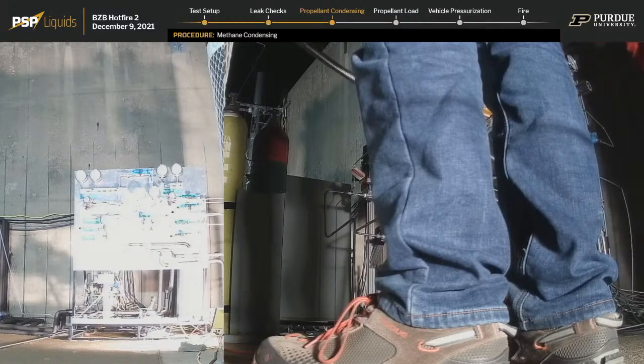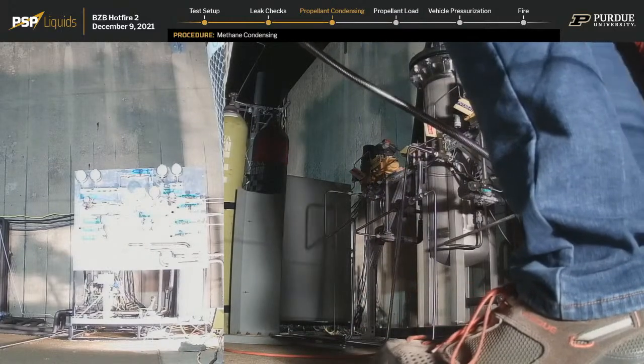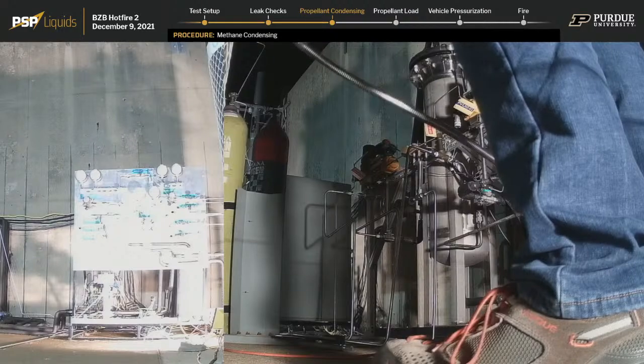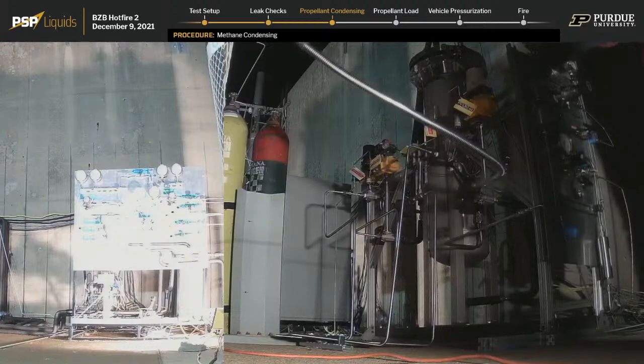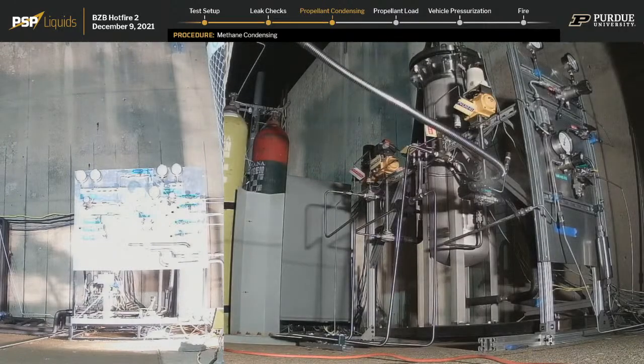Right, and how long, or what are the key factors we're looking for in the condensing operation? We don't really know how long it takes. So we want to make sure that we chill the system first, to make sure that it's cold enough that we can actually start flowing methane through.